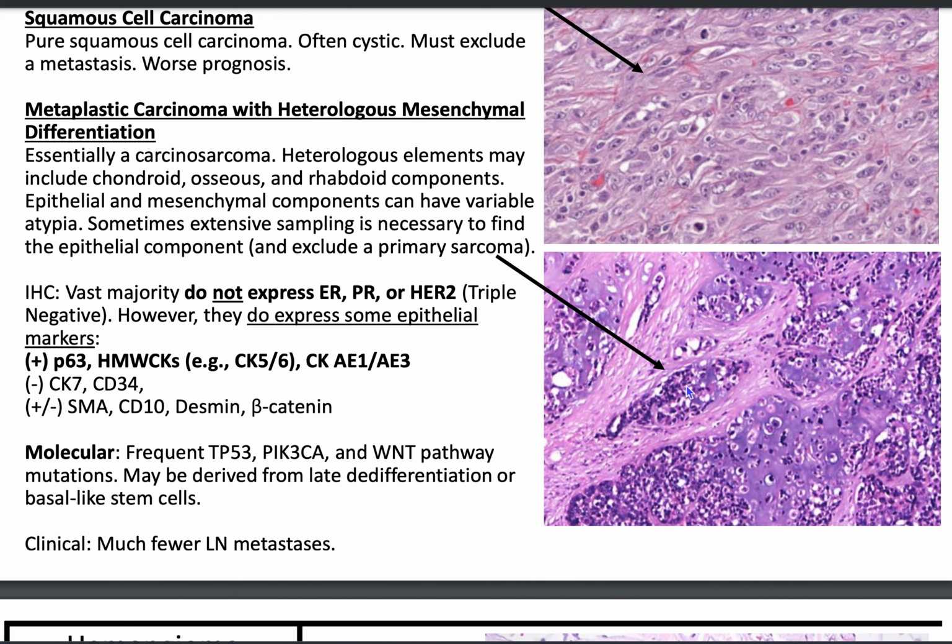And if you're the grosser on a mastectomy and you're suspecting this, you might have to put in a lot of sections to find the epithelial component. Otherwise, you think of more of a primary sarcoma.